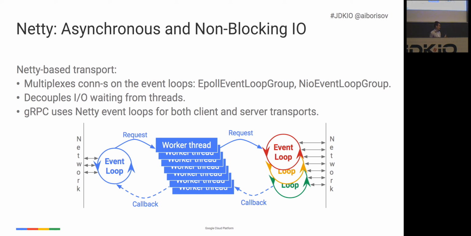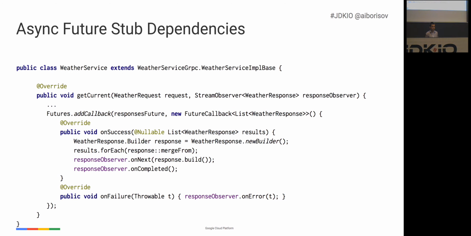When an executor wants to send some data to the network, it creates a message. It gives this message together with a callback to the event loop, and it doesn't wait for the response. The event loop writes the message to the network, and when it receives an asynchronous response from the network, it returns this response to the worker executor using the provided callback. This approach of multiplexing connections on a single I/O thread allows us to decouple I/O from waiting threads, and it scales way better than the thread-per-I/O approach.